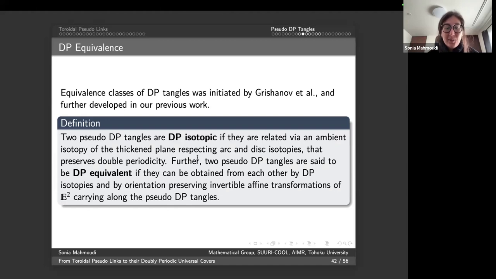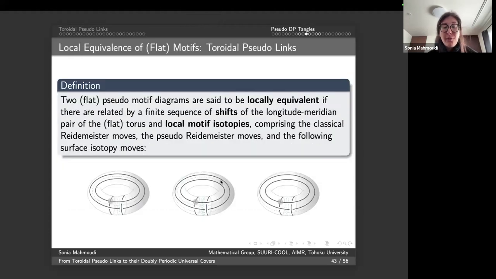So we can describe the isotopy considering that we will preserve every doubly periodic property. And this was something initiated actually by Grishanov, also working in textile knot theory more than 10 years ago. One of the easiest moves that we can consider are, of course, the classical Reidemeister moves, pseudo-Reidemeister moves, and surface isotopies that we have seen in the theory of toroidal pseudo-links. And we will also consider that in the same diagram in the torus, we can change the choice of longitude meridian, which will give us some kind of shift or translation on the level of the doubly periodic structure.